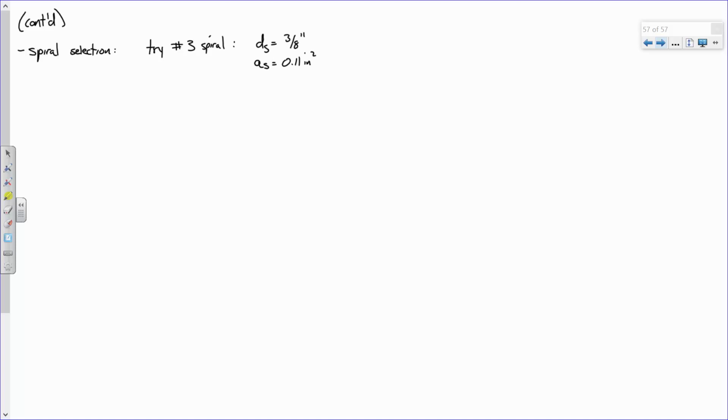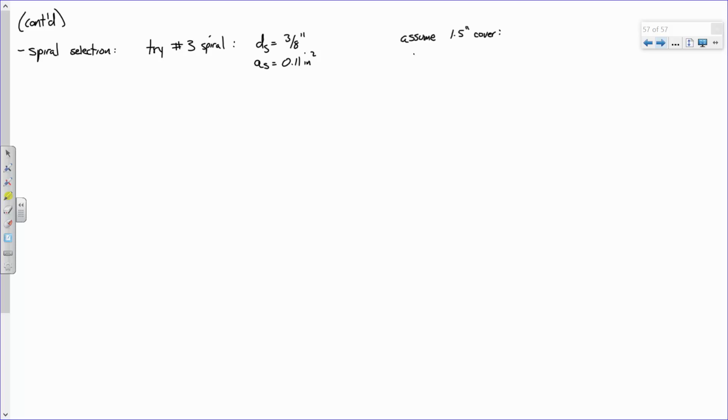0.11 square inches. Okay. All right. Now, another thing that we haven't discussed really for this column is cover. So unless otherwise noted, what's arguably the most common cover dimension that we're going to use for columns? 1.5 inches. So unless otherwise noted, 1.5 inches is always the way to go. So we're going to say assume 1.5 inches of cover.